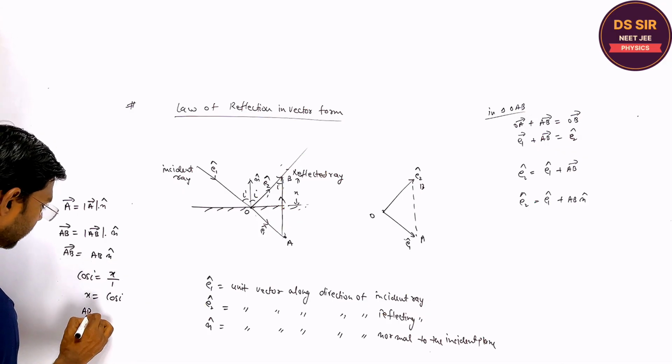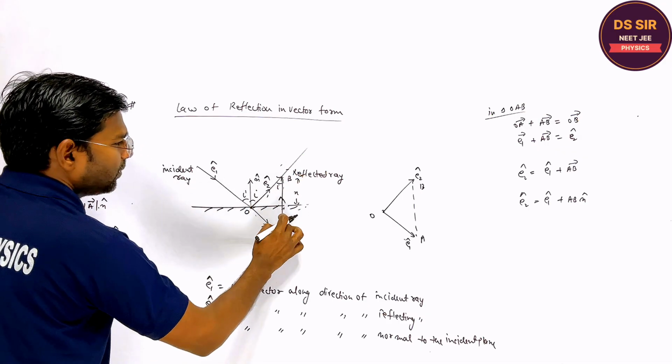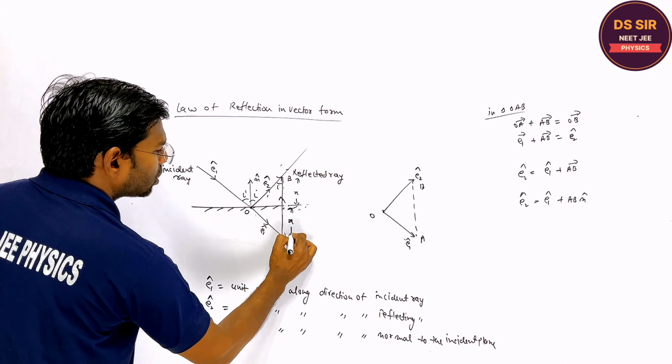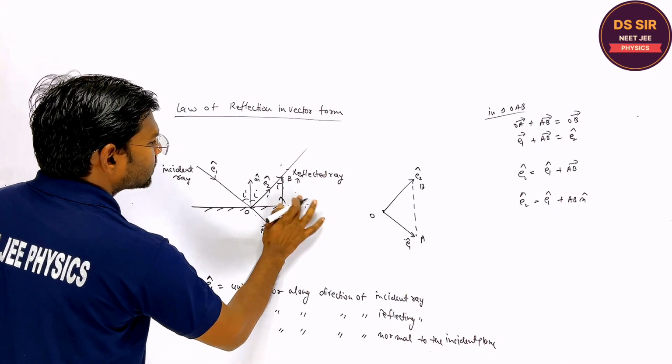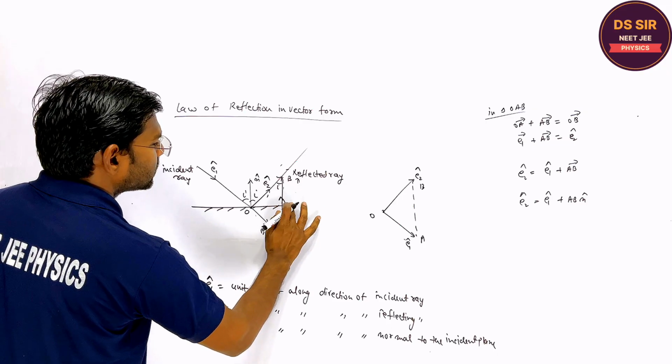So what is the AB value? If this is x, this is also x. Is it clear or not? So if it is x, it is also x. Fine.